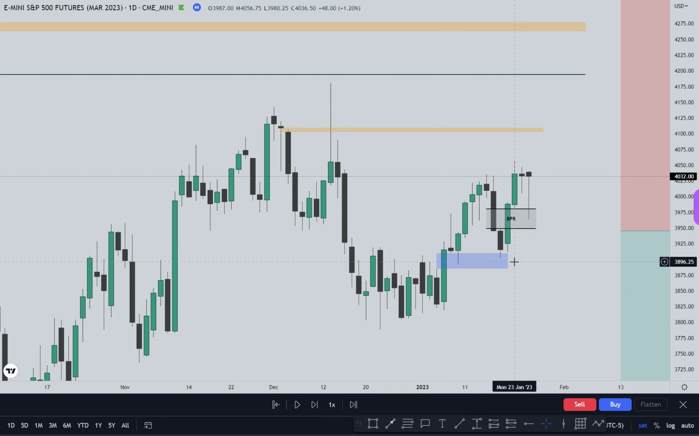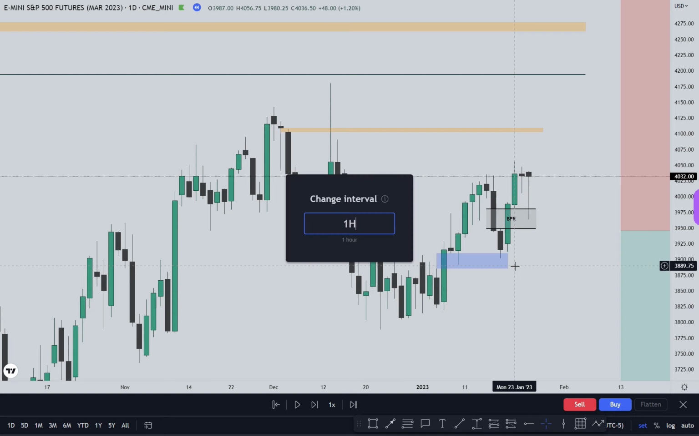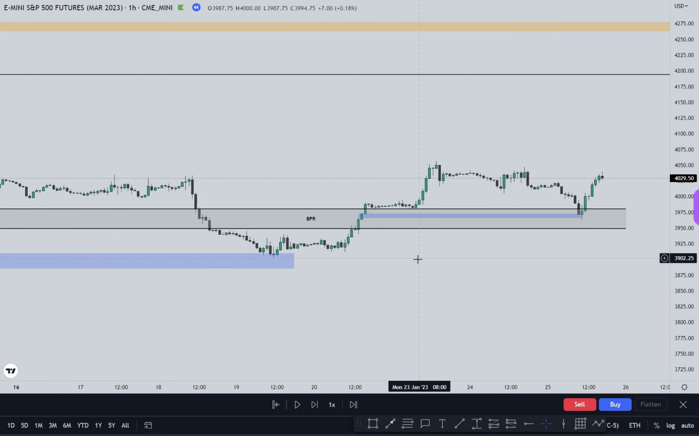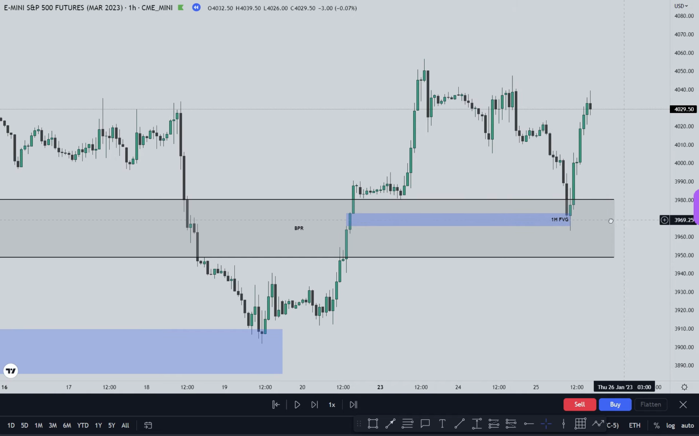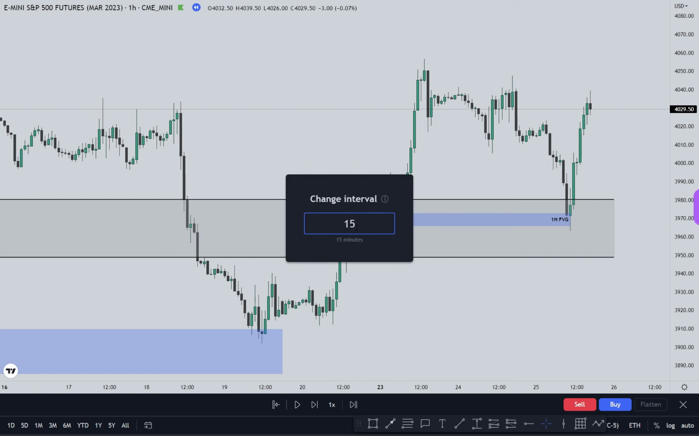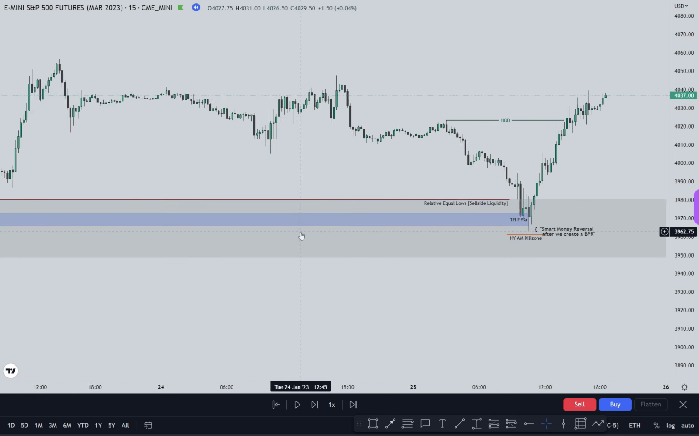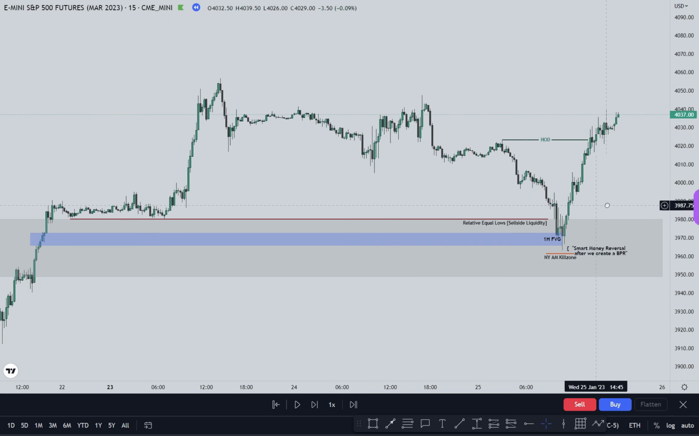Now, let's jump down to the 1 hour. On the 1 hour, what we see is within the price window that became a balanced price range, we have a fair value gap. All right, we have a fair value gap. That's the first point. Let's drop down to the 15-minute chart. On the 15-minute chart, what do we see?